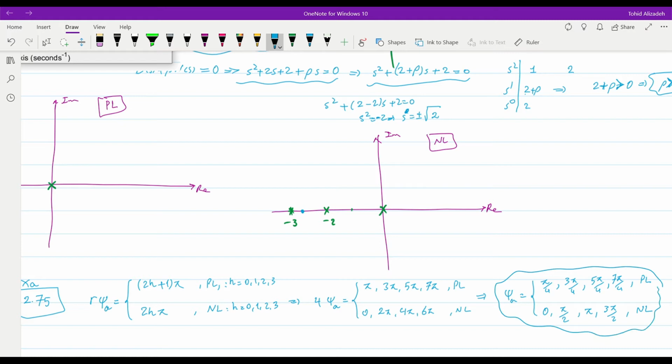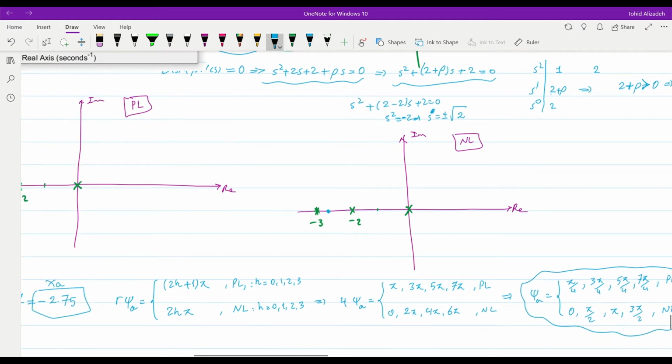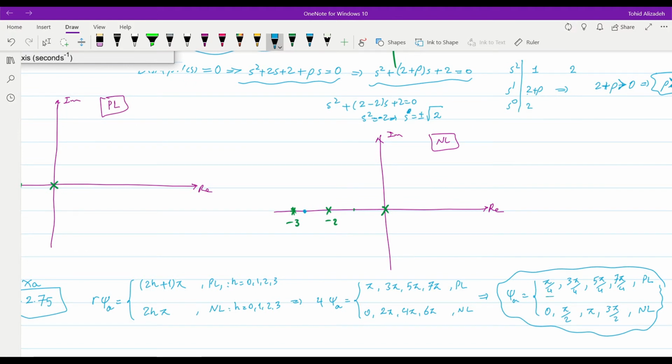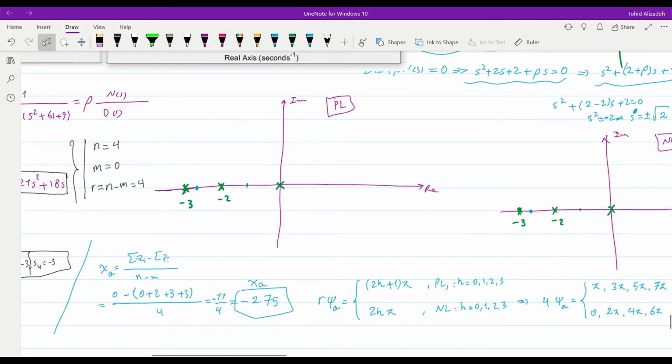Now we can draw the asymptotes. Let's do it for the positive locus first. So the angles are pi over 4, 3 pi over 4, 5 pi over 4, and 7 pi over 4. And the point of abscissa is minus 2.75. So assume that this is the angle of pi over 4.